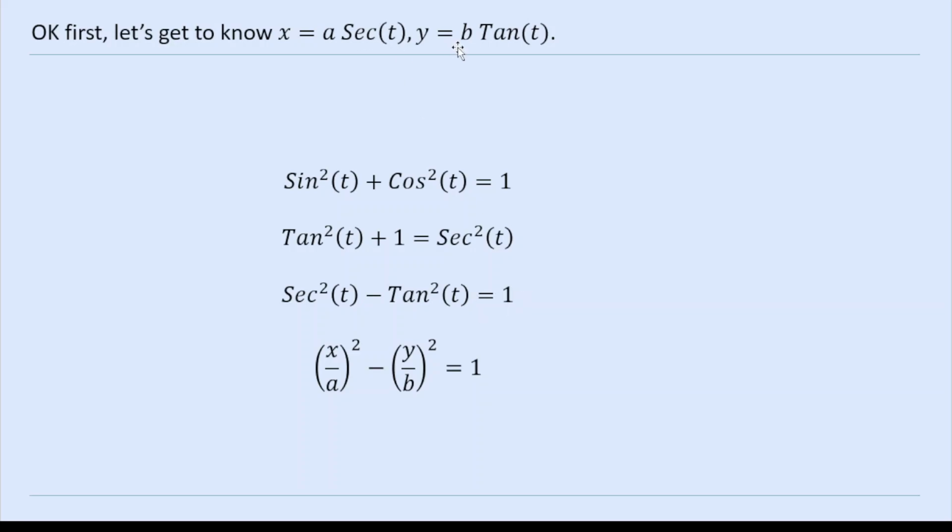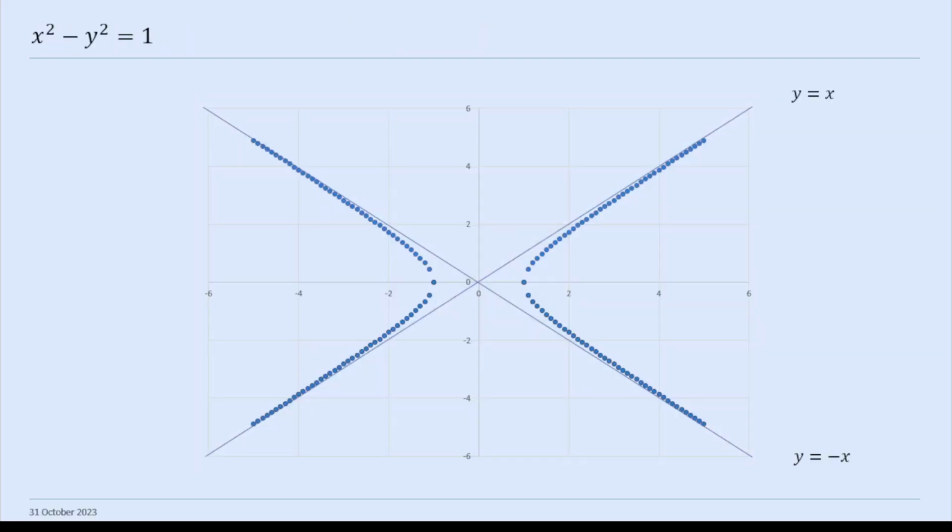Or, if we do some rearrangement up above, sec squared t is (x over a) squared, and tan squared t is (y over b) squared. So it says (x over a) squared minus (y over b) squared equals 1, which is the standard presentation of a hyperbola. So that just shows that the parametric expression is the same as the Cartesian one. Now this is what x squared minus y squared equals 1 looks like. So it's these dots, a beautiful hyperbola, and these are the asymptotes, y equals x, y equals minus x.